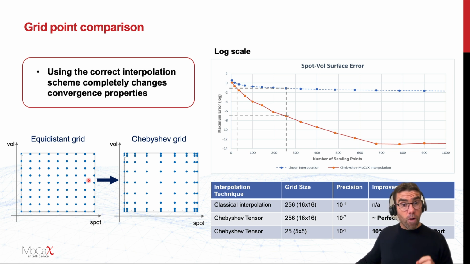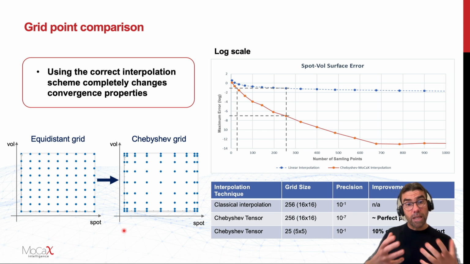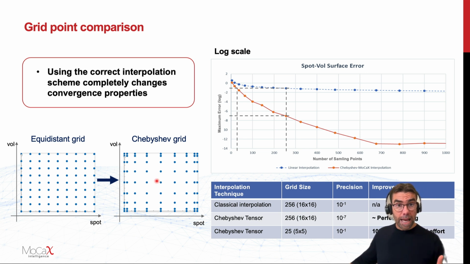However, if all we do is move the same number of points, but we move them to the Chebyshev points, which are the ones that as you see on the screen here now, we move them to the Chebyshev grid, and now we use a Chebyshev tensor in order to extend the function in between the points. We have the orange line. That is, we have increased.